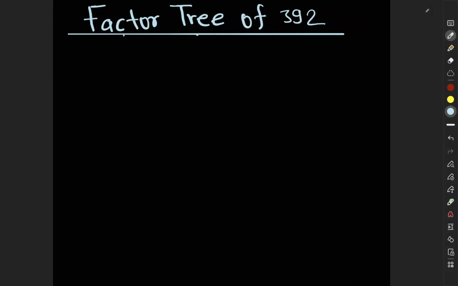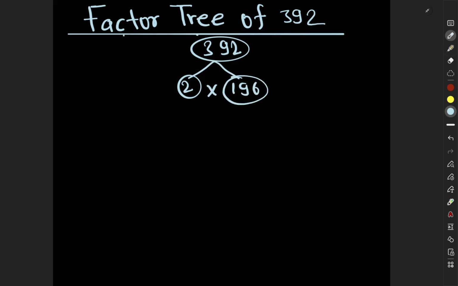Factorization of 392. So 392 can be written as 2 times 196. 2 times 196 means 392. 196 can be written as 2 times 98. 2 times 98 means 196.